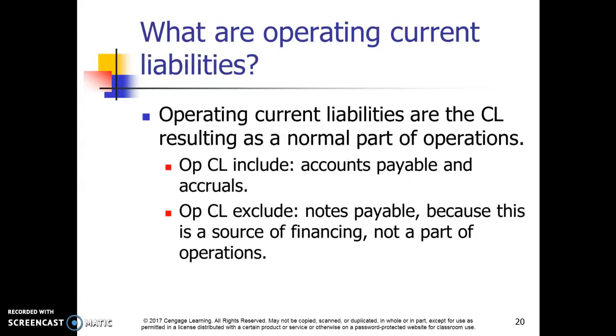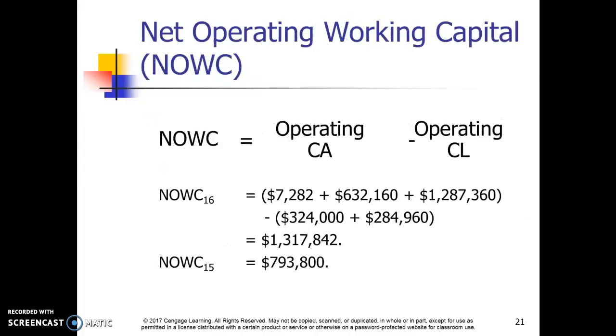All right, so current liabilities, same thing. Operating current liabilities result as a normal part of operations, right? Accounts payable, accruals. This does not include notes payable. That is part of the financing activities that we talked about earlier, not part of operations. So when we look at net operating working capital, it's operating current assets minus operating current liabilities. Very simple. And again, we can see that working capital actually increased from 15 to 16.